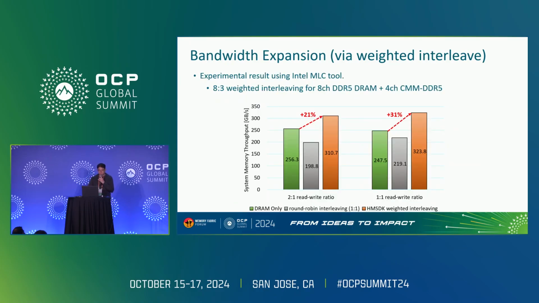The performance result is shown in the picture below. With 8 channels of DDR5 plus 4 channels of CMM DDR5, we are able to achieve a 21% throughput improvement at a 2-to-1 read-write ratio, and at a 1-to-1 read-write ratio, we are able to achieve 31% bandwidth expansion.